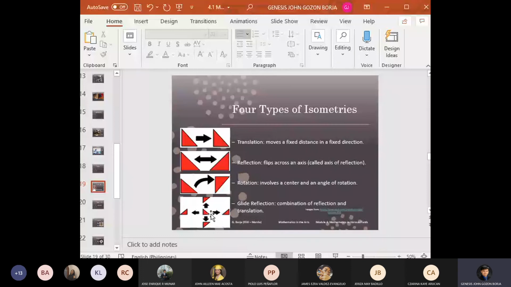Okay, so it depends again, no, since meron na siyang reflection, it depends on the axis of reflection and the direction in which you translate. Okay, so these are the 4 types of isometry. But again, no, in all of these transformations, the shape is preserved. No? The shape of the figure is still being preserved. Okay, questions with isometries?